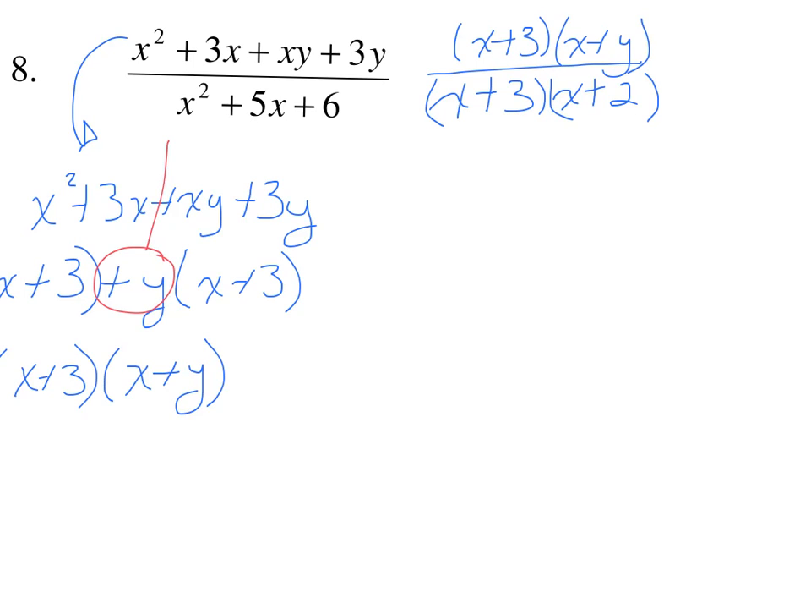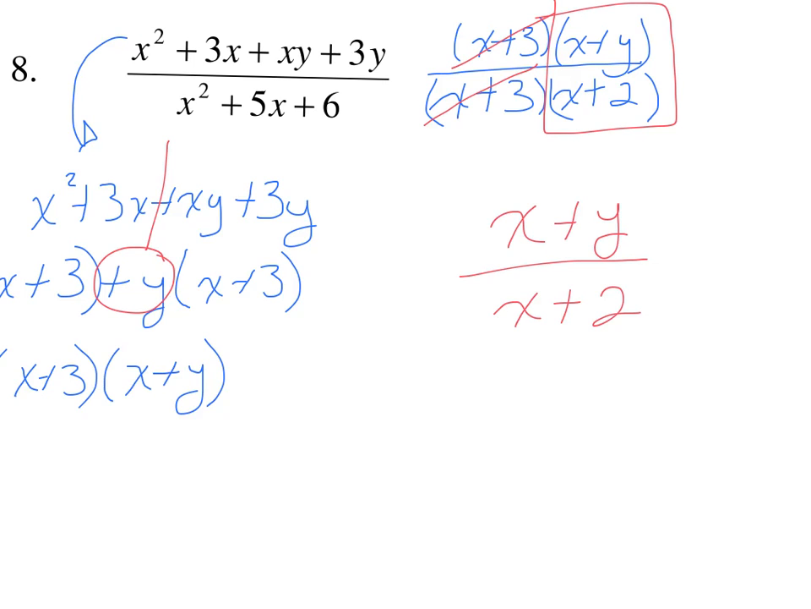And now we can reduce these x plus 3's off. And we're left with x plus y over x plus 2 from these. Again, don't cancel these x's. They do not cancel when they have an addition to something else. They're a term. And you cannot cancel terms. You can only cancel factors.